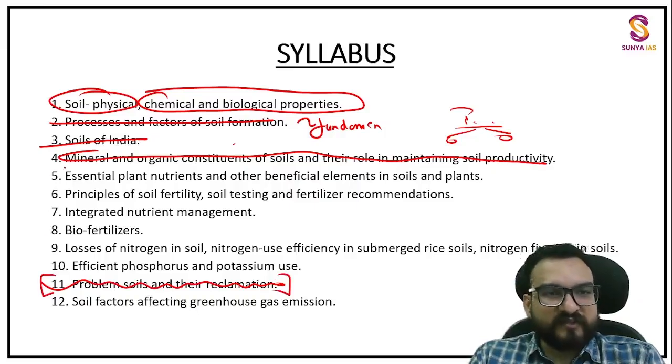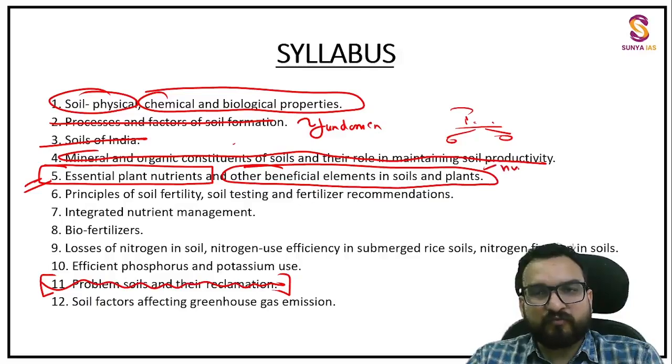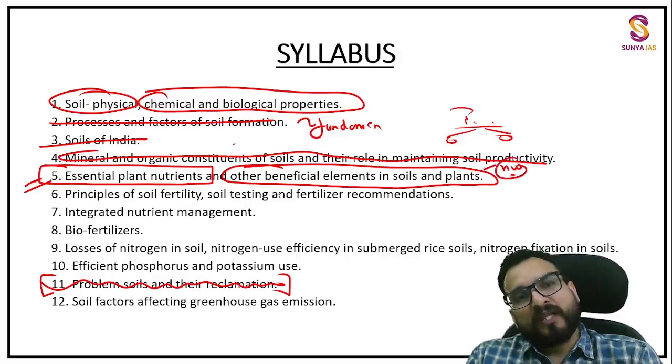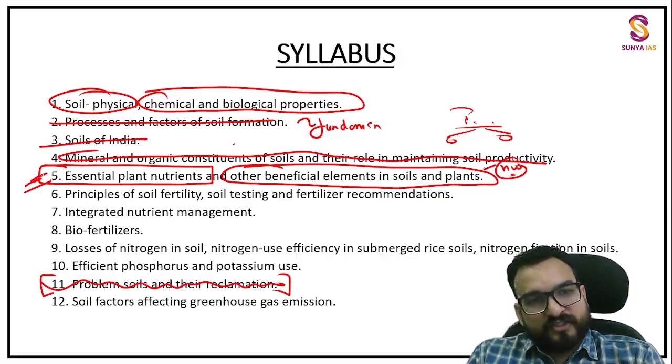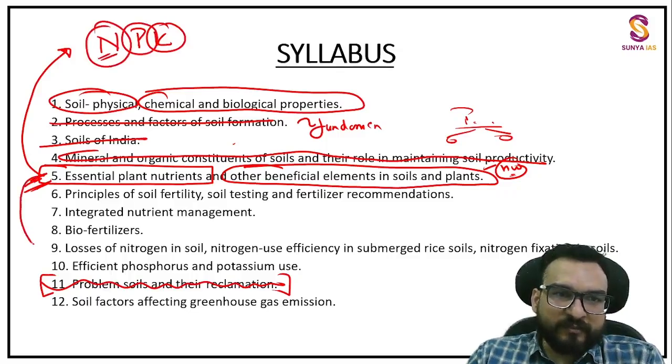In the last class, we tried to cover essential plant nutrients. And other beneficial elements in soil and plants I gave you as long-term homework, right? Now, this is not yet completed, guys. Essential plant nutrients, I told you that NPK I'll be telling you in detail. So I'll be making this connection with these two topics now.